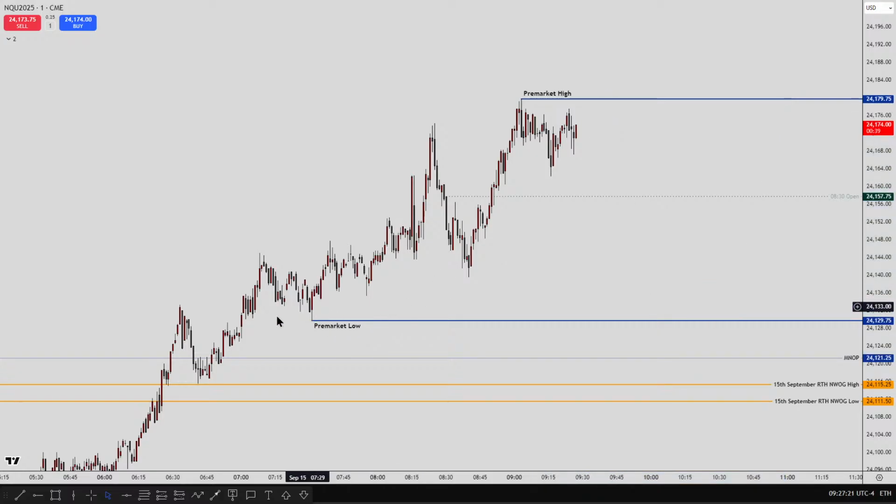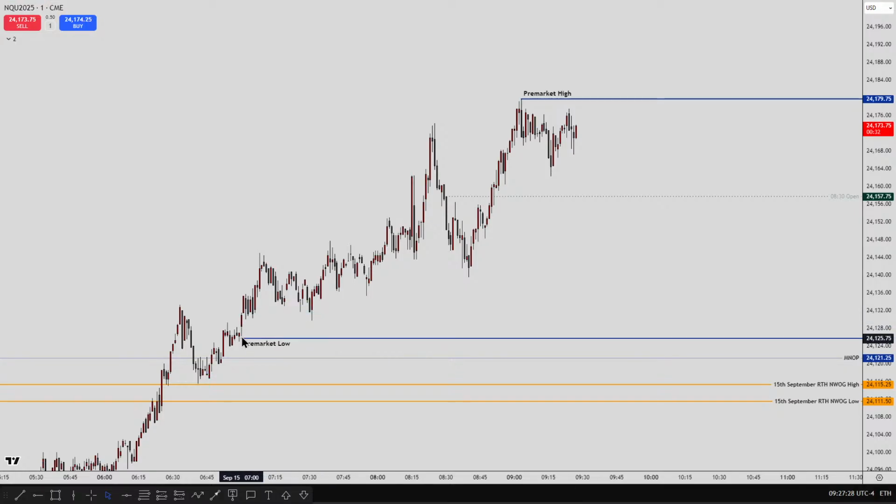Is a pre-market low not the 7 a.m. low? Yes, it is. Good eye.